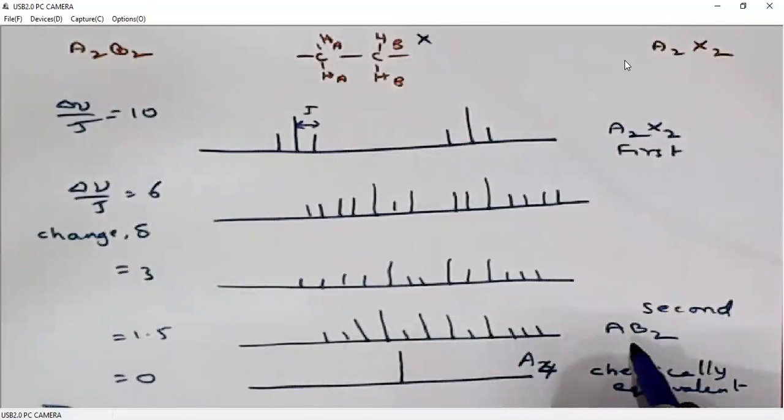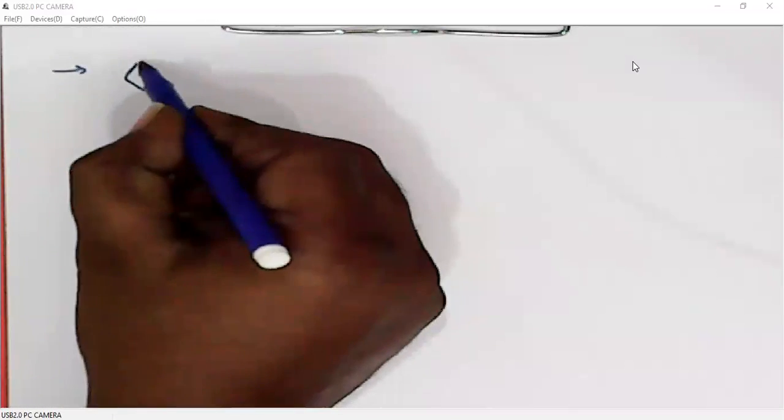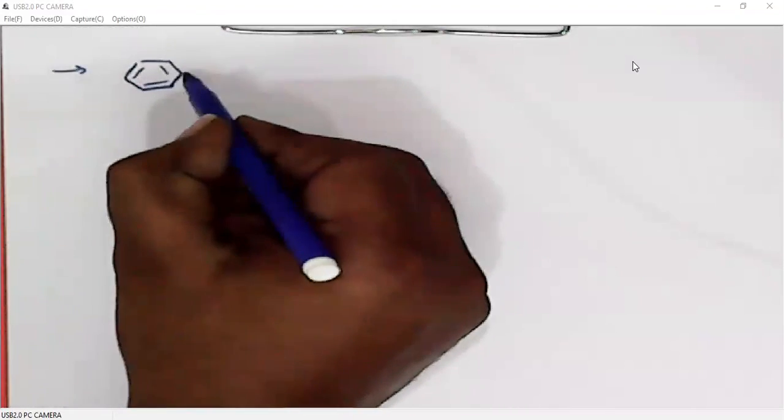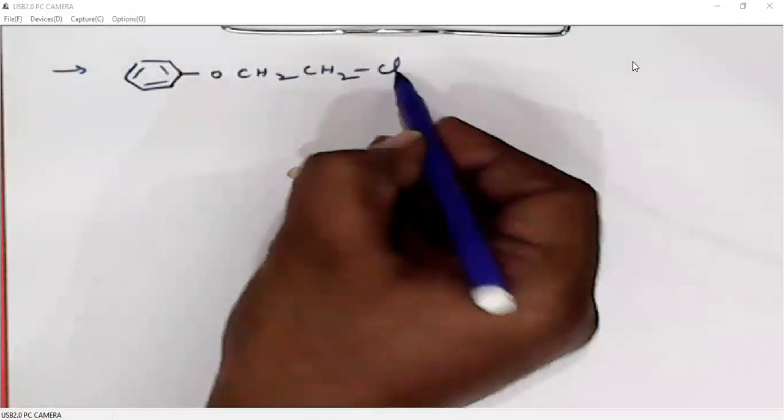Take this correction. It is A2B2: 2 A type protons, 2 B type protons. Now we will consider some examples and we will see their first order and second order spectra.